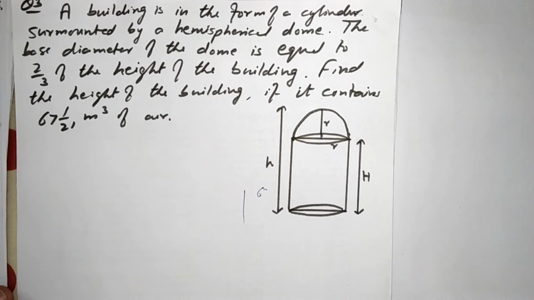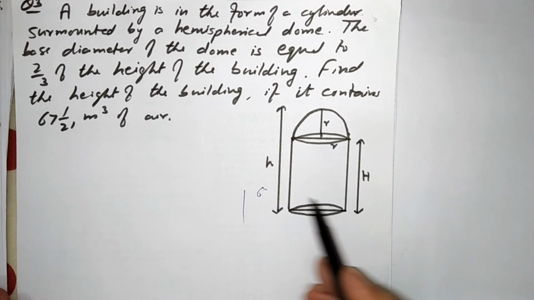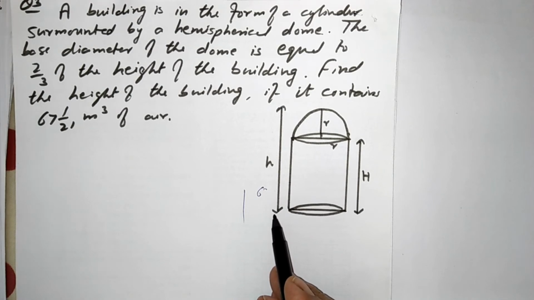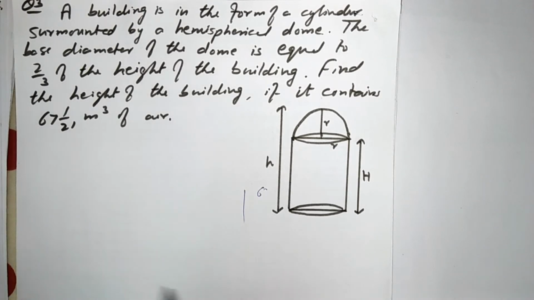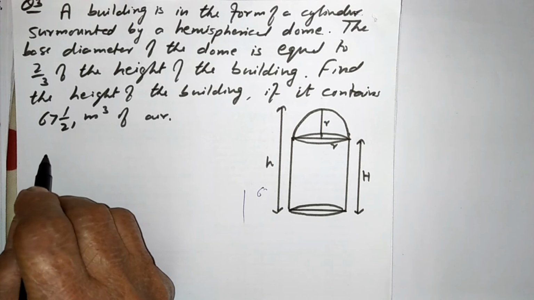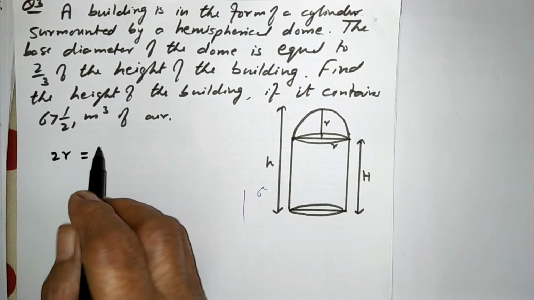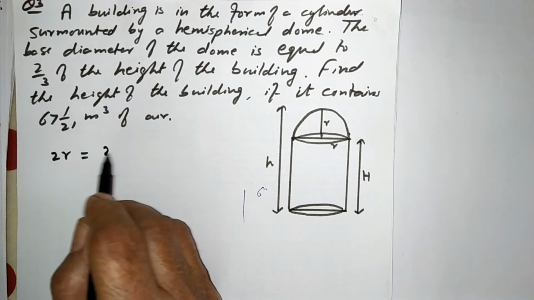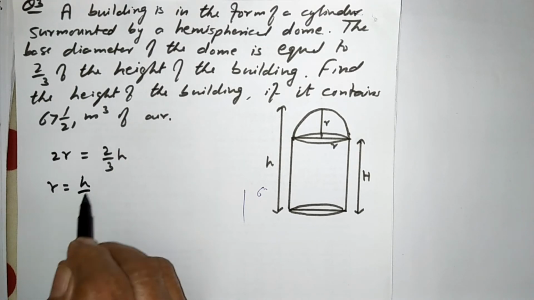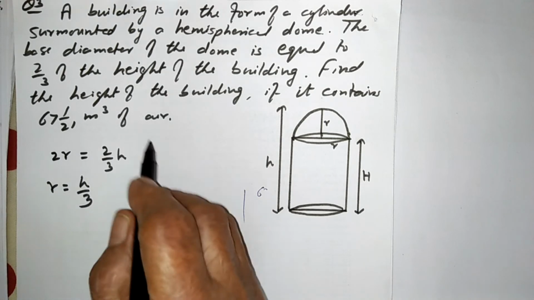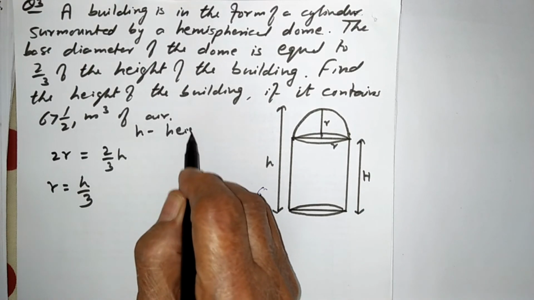Now, let the radius be r, height of the cylindrical portion is capital H, and total height of the building is small h, as it is clear from the figure. Now, it is given diameter is equal to 2/3 of the height of the building. Diameter is 2r is equal to 2 by 3h. So radius will be h by 3. Small h is the total height of the building.